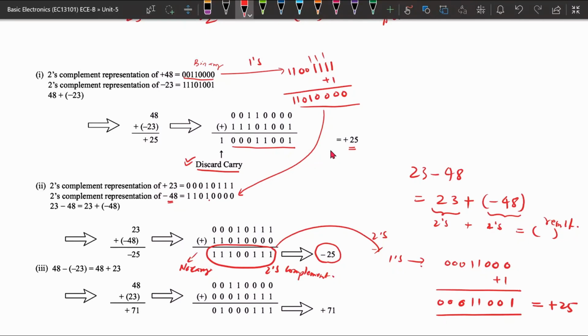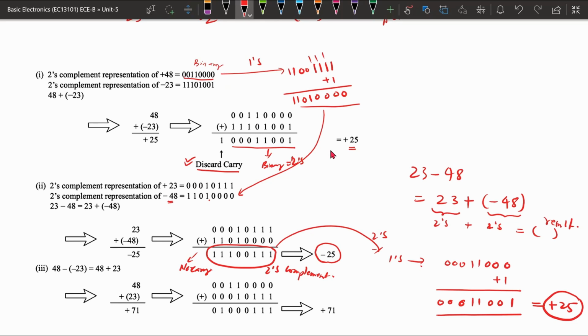That means before taking the 2's complement, the number was minus 25, because after complementing it, it gives plus 25. So the output is represented in 2's complement. But in the previous case, if a carry is there, then the number represented is in binary. So the result will be in binary, an exact representation, or it is also in 2's complement. But if it is 0 here, 0 means it is a positive number.